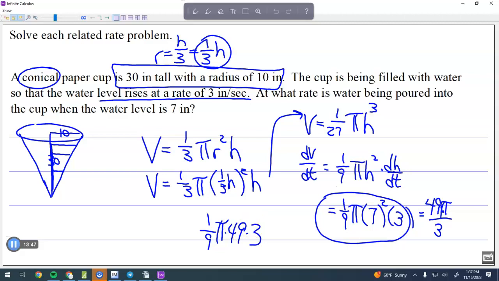Questions on that? Oh yeah, I forgot the units. Yeah, what are the units? Inches cubed per whatever. And I know it's cubed because it's volume. Volume has 3 dimensions in it, like it's got a third power up here. Thank you for reminding me.